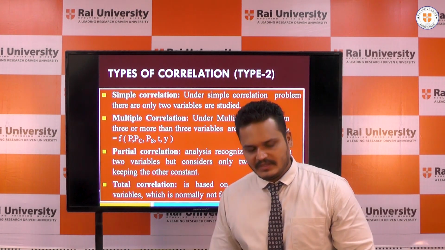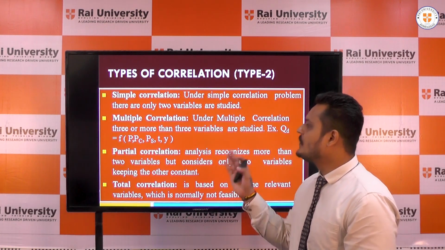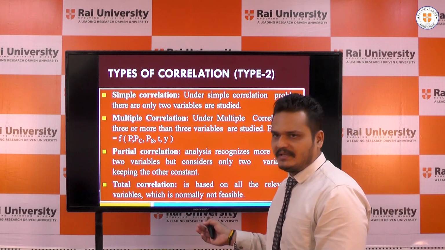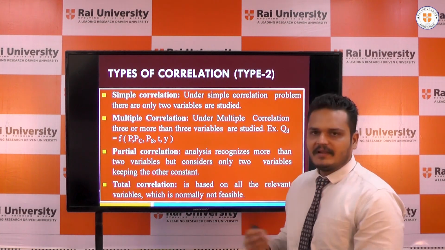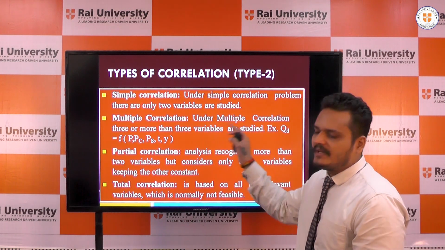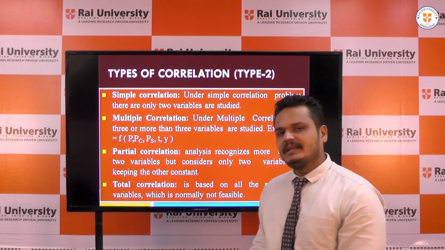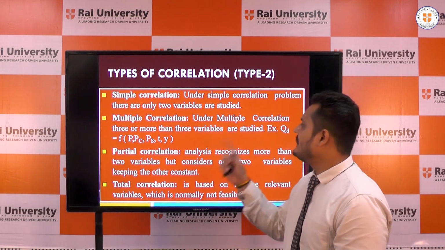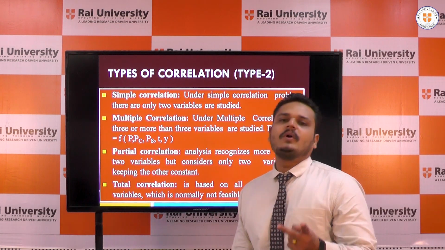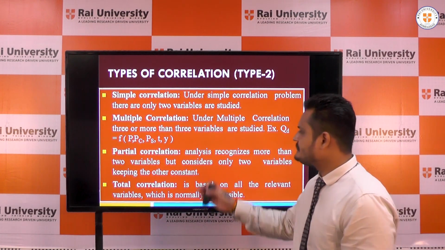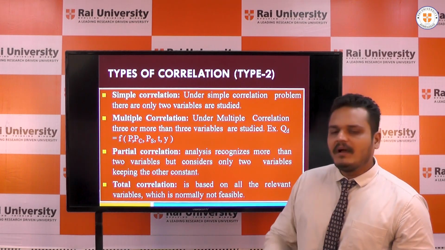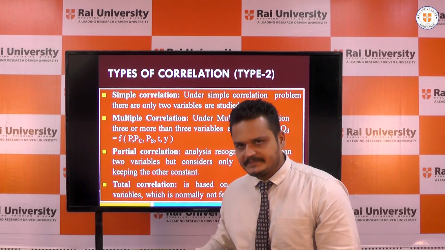Now we are moving further to the types of correlation, type 2. In this slide, we are including simple correlation, multiple correlation, partial correlation and total correlation. In simple correlation, we observe and analyze two variables. So in simple correlation, we find out the relation between two variables. In multiple correlation, we analyze two or more than two variables. In partial correlation, we consider two variables and other variables remain constant.